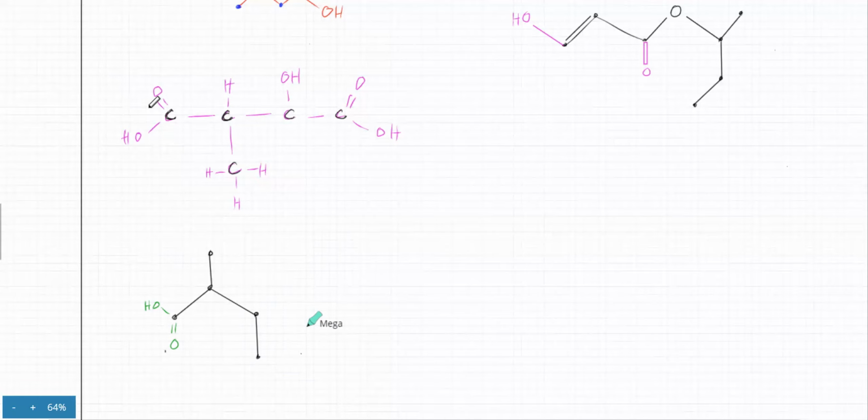I said the first carbon atom is a carboxylic acid. The second one, there's no functional group on both these carbon atoms. The third one has an OH, so I'm going to put an OH group over there. And the last one has another functional group, which is a carboxylic acid again. So there's going to be double bond O and OH. The carbon atoms are not going to be shown at all cost.